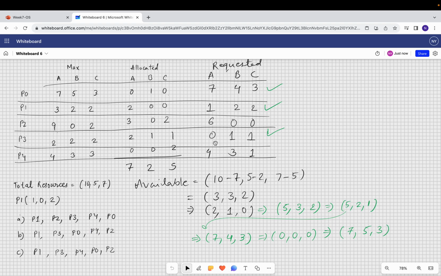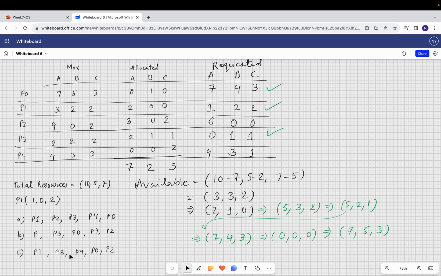And then we can execute P4 definitely, because it requires 4 units, 3 units and 1. It will then release the resources that it gets plus 2 units of C. And finally we can definitely execute P2 because it is requesting only 6 units, and we have 7 units here. So we can execute that. So this B option here is a safe sequence.